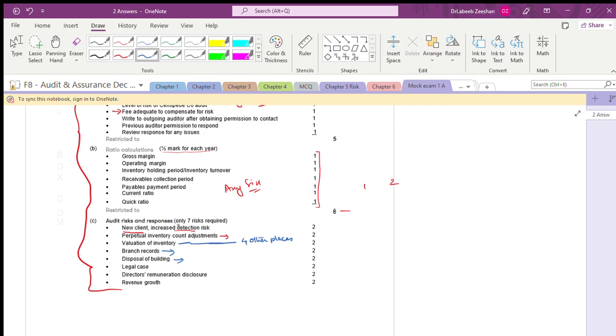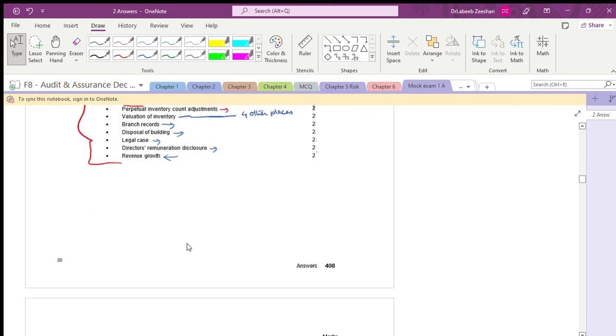Is it right? There is a legal case because a lot of goods have not been accepted, and the client has filed a legal case for recoveries. Directors' remuneration disclosure has to be done as per the local legislations. And last but not the least, revenue growth as such. Is it right? 1, 2, 3, 4, 5, 6, 7, 8. Is it 7, 8? Fine.